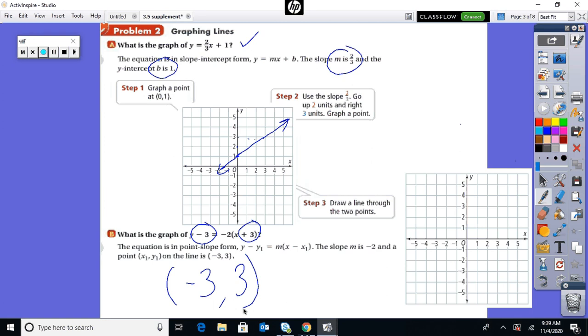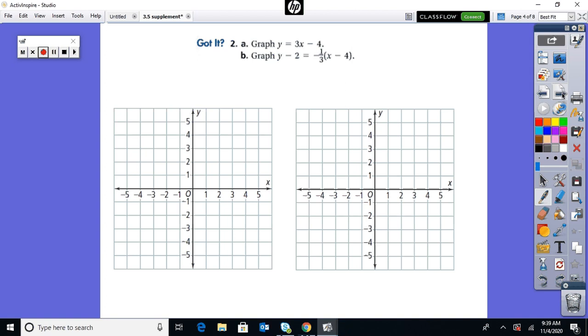Then I use the slope, which I can find inside the equation. So now my point is (-3, 3) that I start with. And then my slope is -2, so I go down 2 over 1, down 2 over 1, down 2 over 1, and there's how we sketch that. Just remember, negative slope is going downhill, positive slope is going uphill. Pause the video here and try these two.